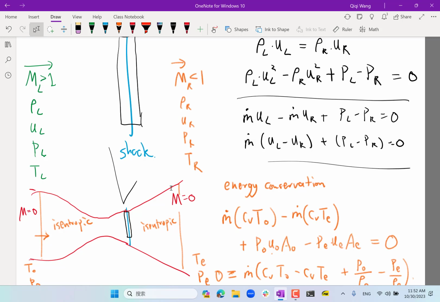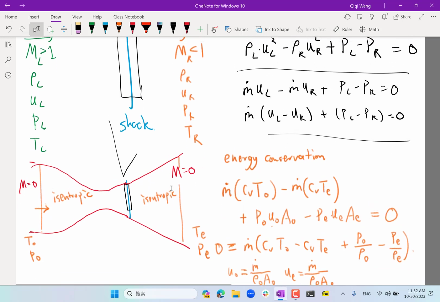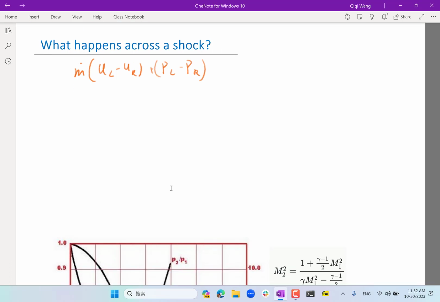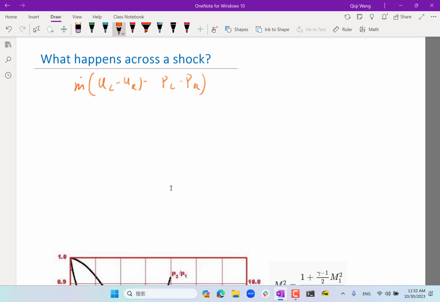I don't know if we have time to do it in this lecture, but I'm going to tell you the logic. The most important thing is basically we can plug the stagnation temperature equal to constant formula into this equation, together with m dot being the same across the shock wave, we can write everything in terms of Mach numbers. So let me start to write it. m dot times (UL minus UR) plus PL minus PR equal to 0. Or let me just write it as m dot times (UL minus UR) equal to minus of (PL minus PR).